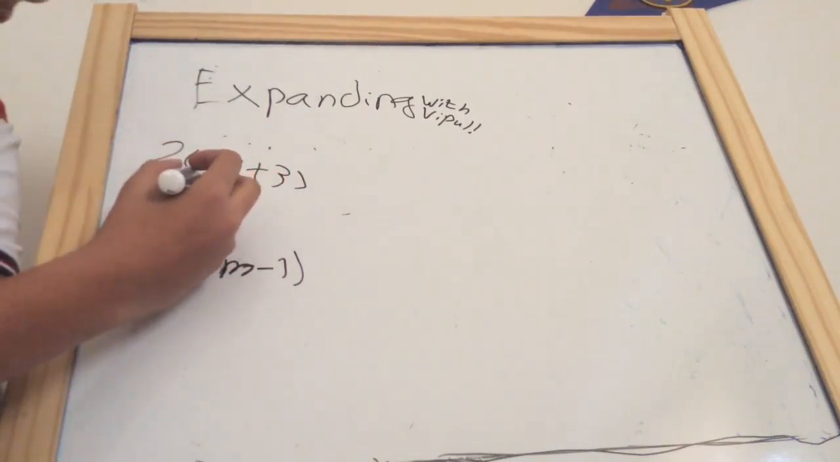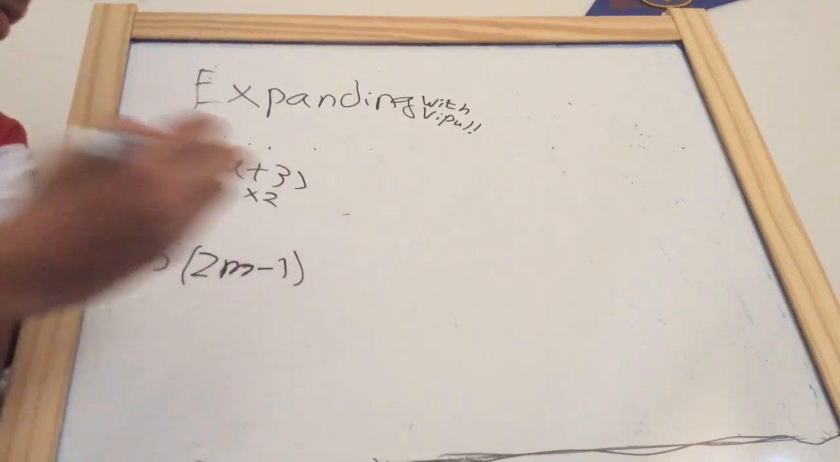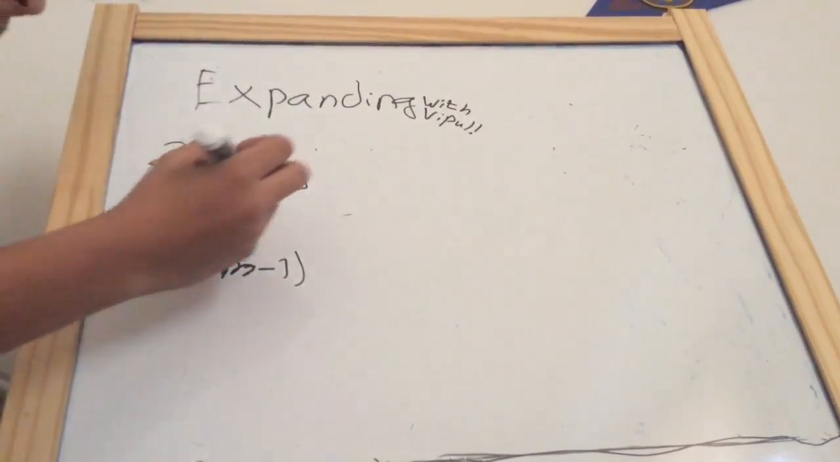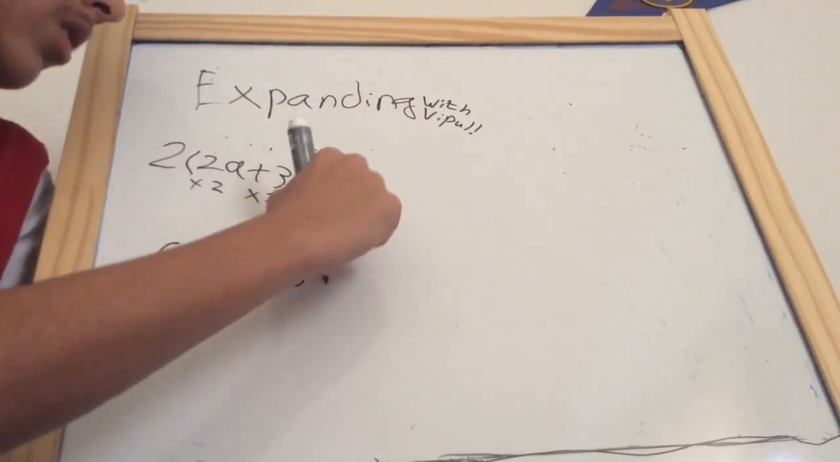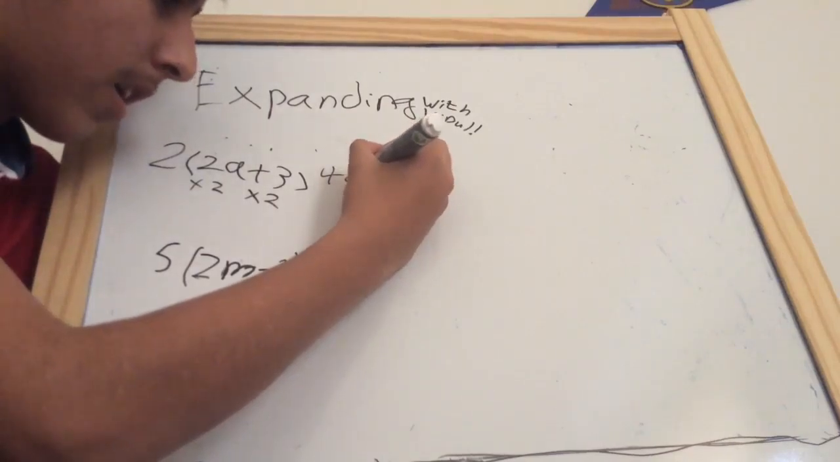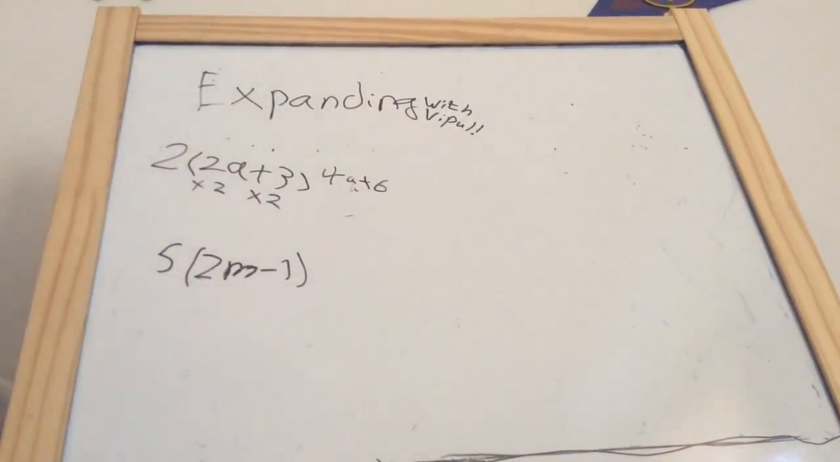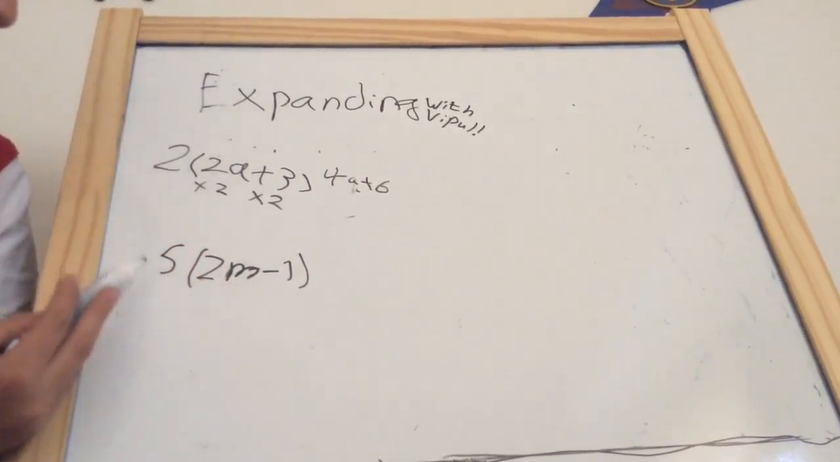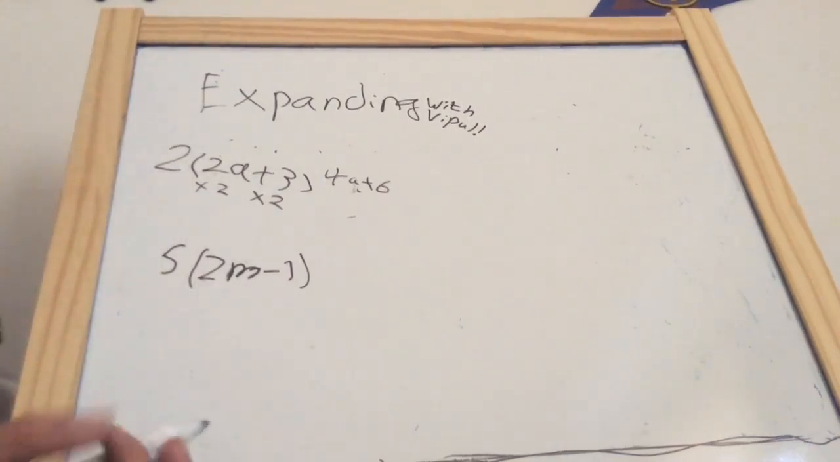So 2 times 2a is 4a. And then 2 times 3 is 6. Let's do another example. 5, which is outside the parentheses, 2m minus 1.